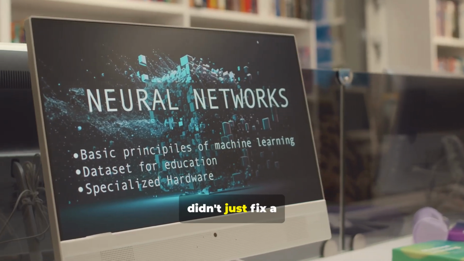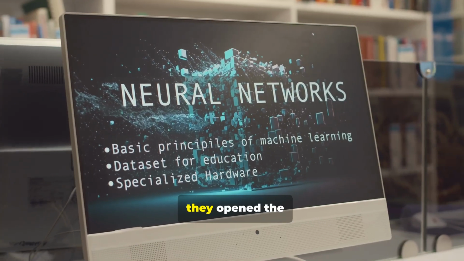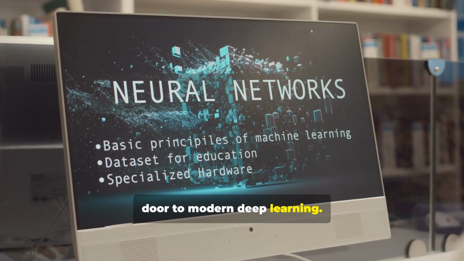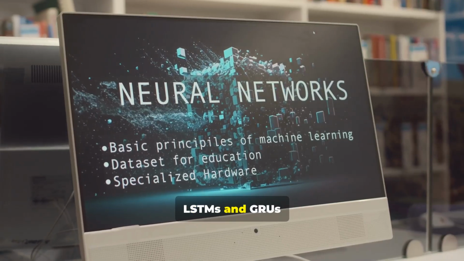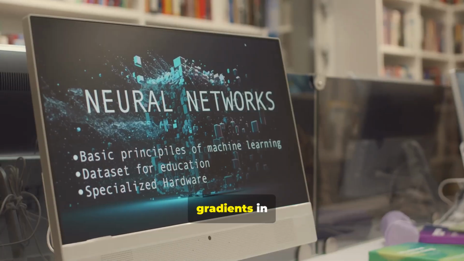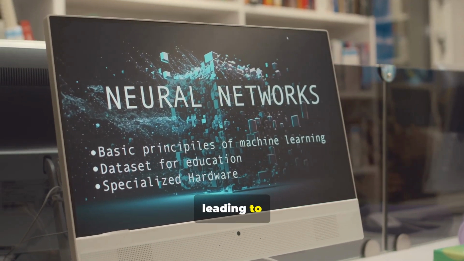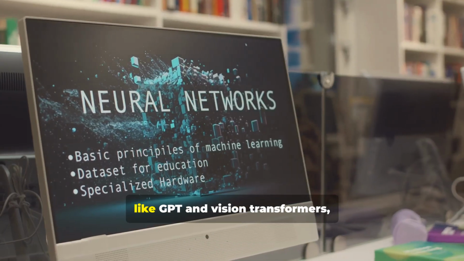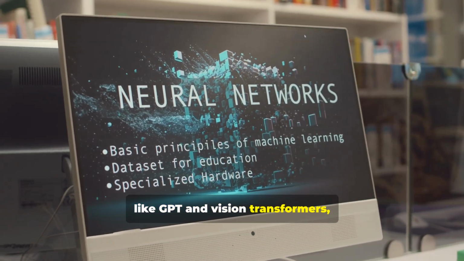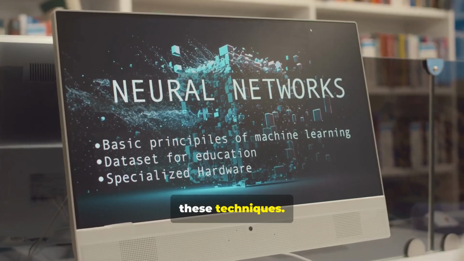These solutions didn't just fix a technical annoyance, they opened the door to modern deep learning. Residual networks transformed computer vision. LSTMs and GRUs overcame vanishing gradients in recurrent networks, leading to breakthroughs in natural language processing. And today's large models, like GPT and vision transformers, simply wouldn't be trainable without these techniques.